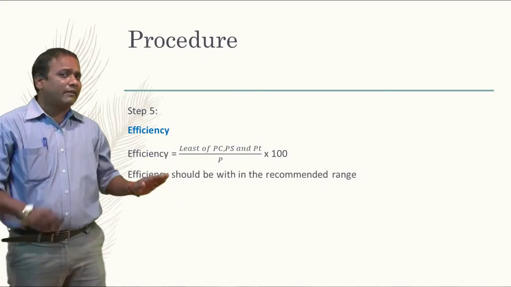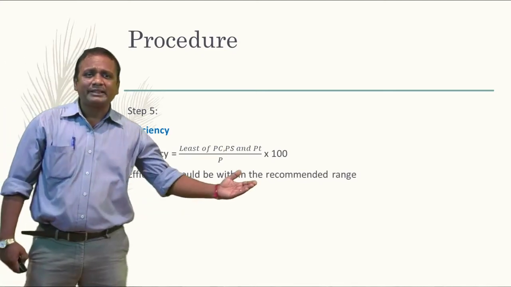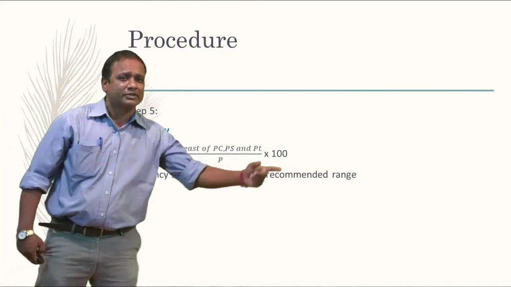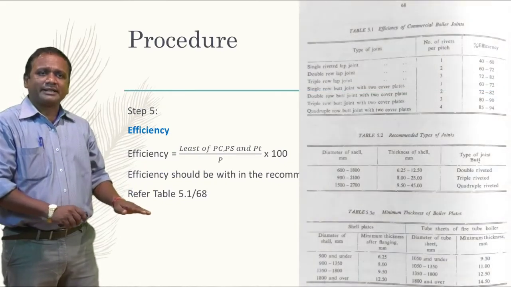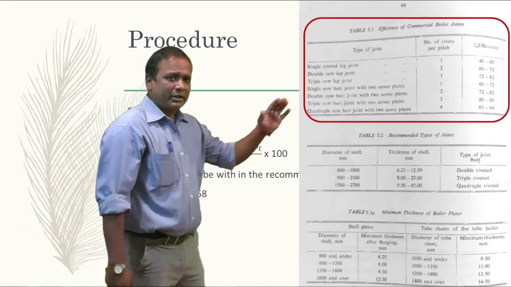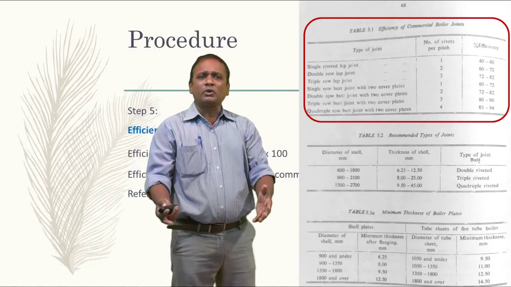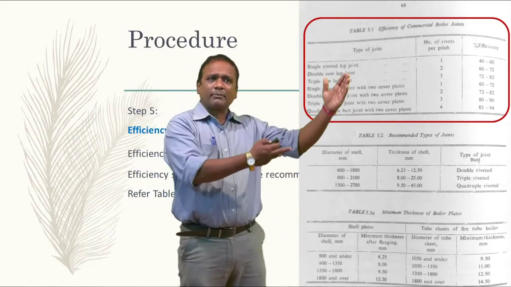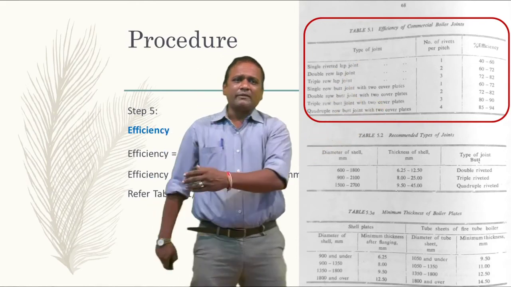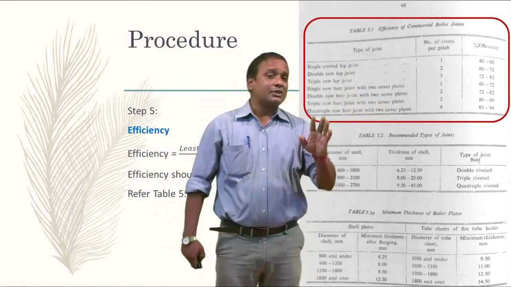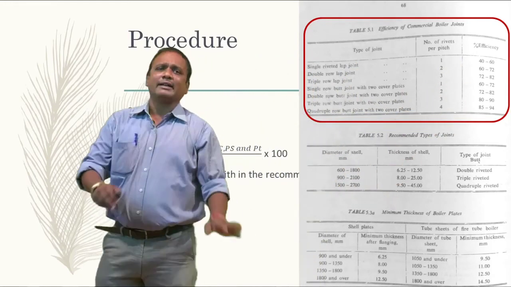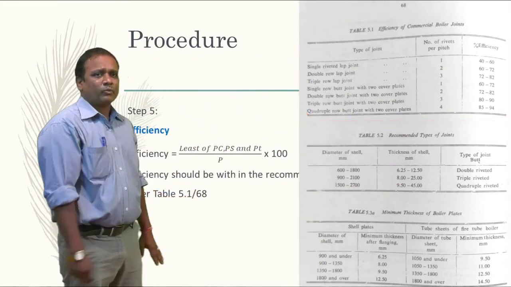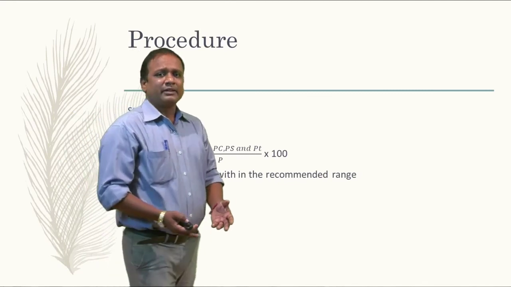The step over here to be taken very importantly: the efficiency should be within the recommended range. Now what is this recommended range? That recommended range will be in table 5.1 of page 68, as you can see over here. This is the recommended range of the system. Now in a given problem, it will be known to us whether it's single shear or double shear, and we know the number of rivets per pitch, right? So whatever value I get from this equation, the efficiency, that should lie between these recommended efficiency values. If it lies within, then yes, your design is very much safe. So this is how the design is taken care of while designing the rivet.